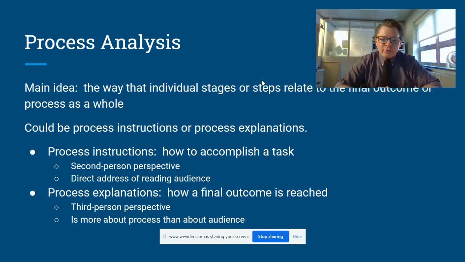Whereas, on the other hand, if we have process explanations, this has to do with how a final outcome is reached somehow. This is a third person perspective. In other words, we're not talking to anyone in particular. Instead, we're looking at the things themselves, and it's more about the process than about the audience.